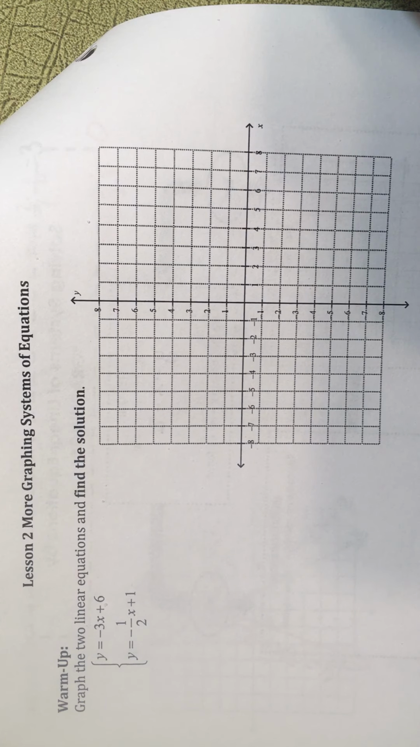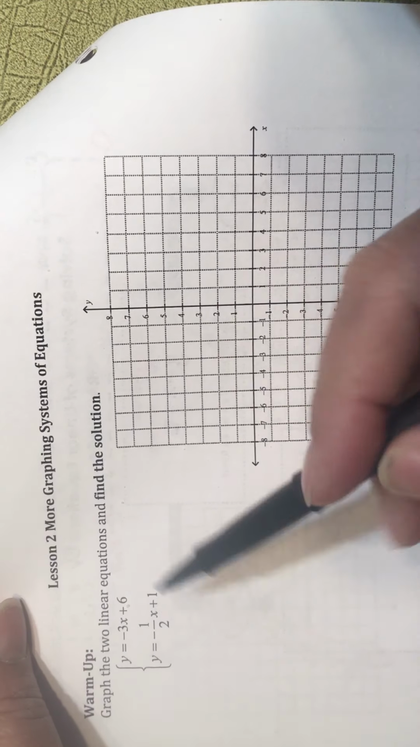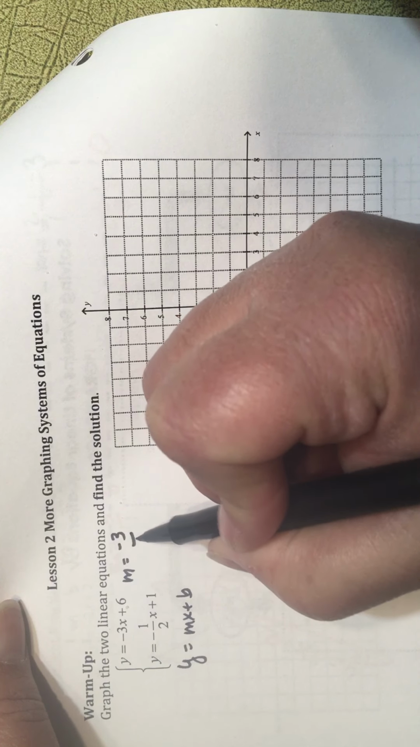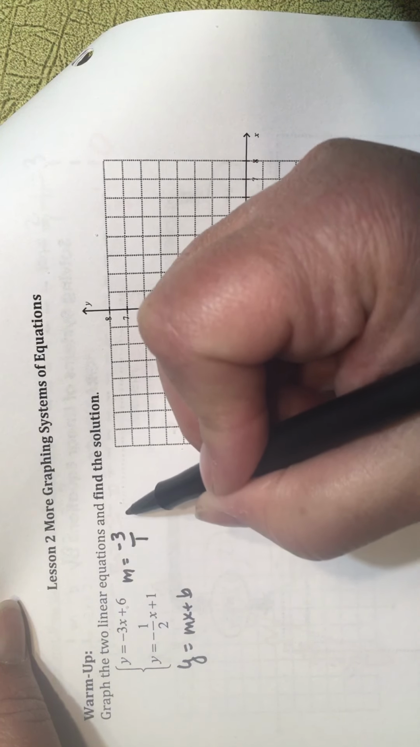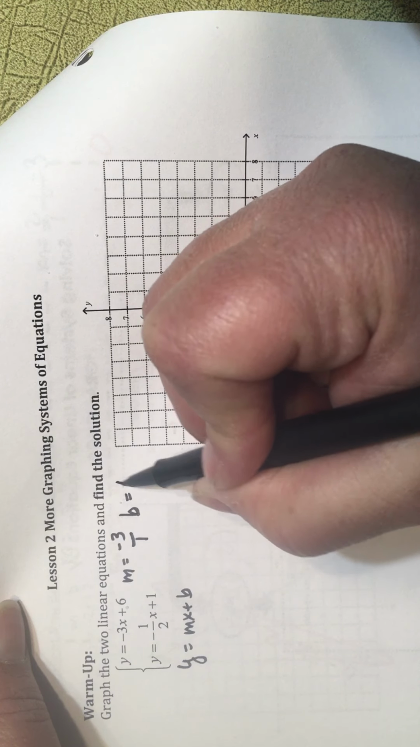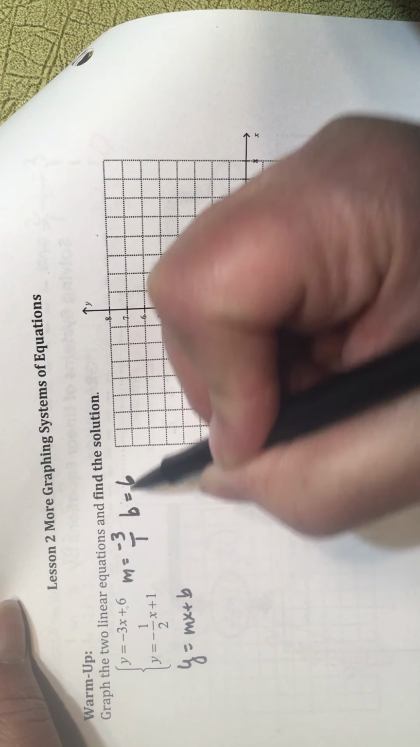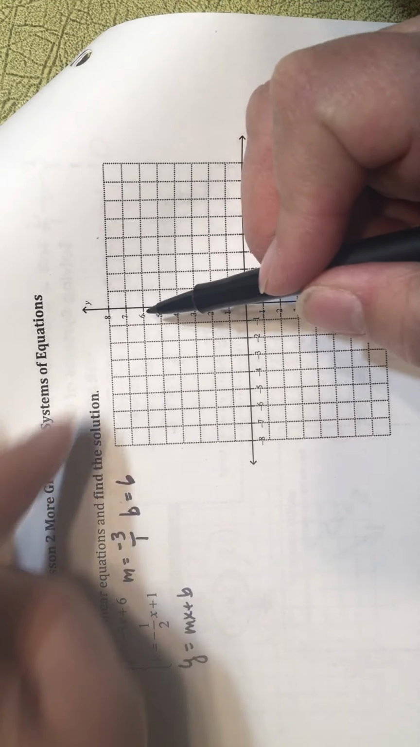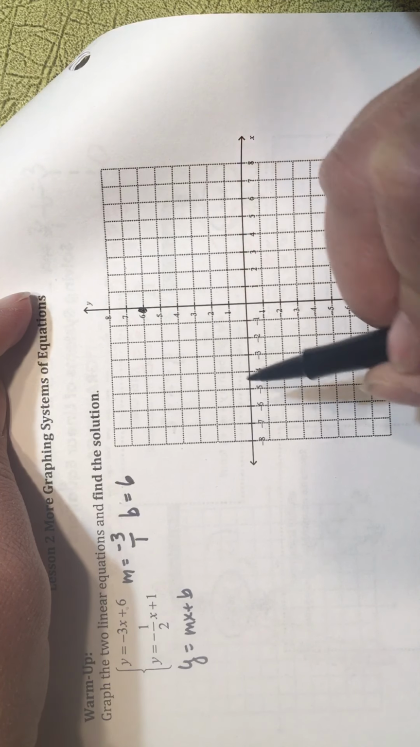So the first problem here, luckily, is in y equals mx plus b form, which means I know where I'm going to begin and I know what my slope is going to be. So for the first problem, m is -3. I'm going to put that over 1. So that's the slope. And I'm going to begin at +6. That's the y-intercept. So here's the y. And I'm going to go from 0 up to 6 and intercept at 6.